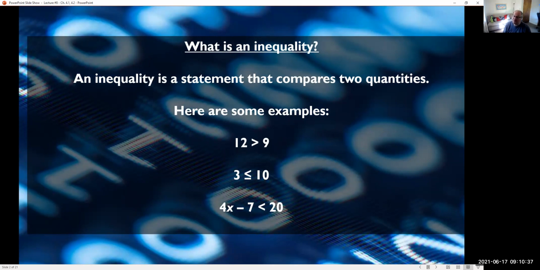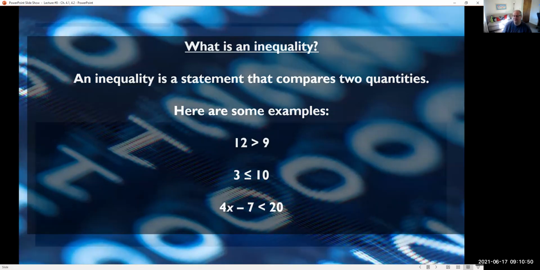Oh, one other thing I've heard that might help a little bit with remembering the less than sign, which is used in the last inequality, looks a little bit like the letter L. So L for less than is another way to remember it. Any way you can remember it, just make sure you have it committed to memory and you're familiar with those.